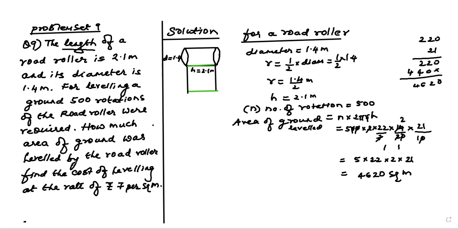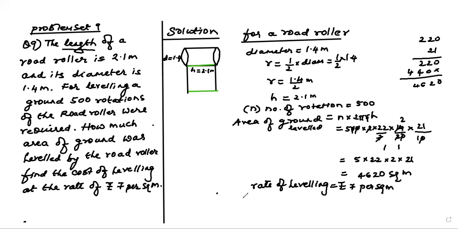Okay. The second part of the question, just have a look here. Find the cost of leveling at the rate of ₹7 per square meter. ₹7 लगा तो 4620 स्क्वायर मीटर को लेवल करने के लिए कितना लगा? So the rate of leveling was ₹7 per square meter.